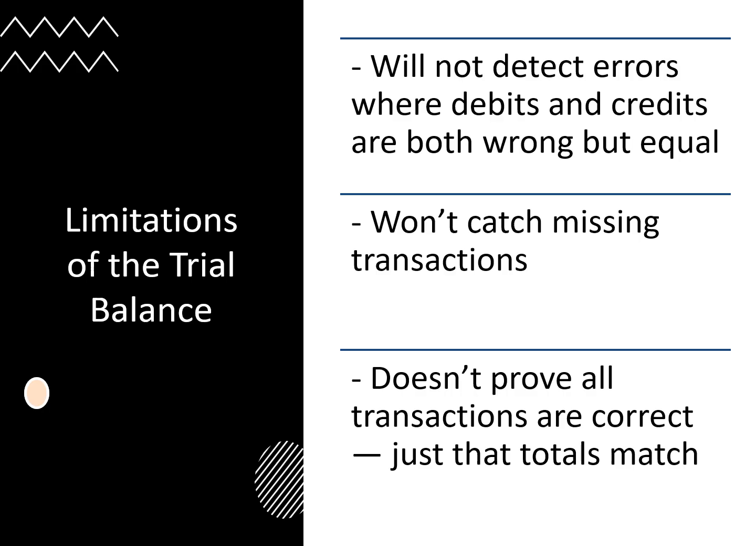Here are some things that they won't catch. Transactions missing entirely, debits and credits that are both wrong but equal, and then classifying an expense as an asset or other incorrect account use.